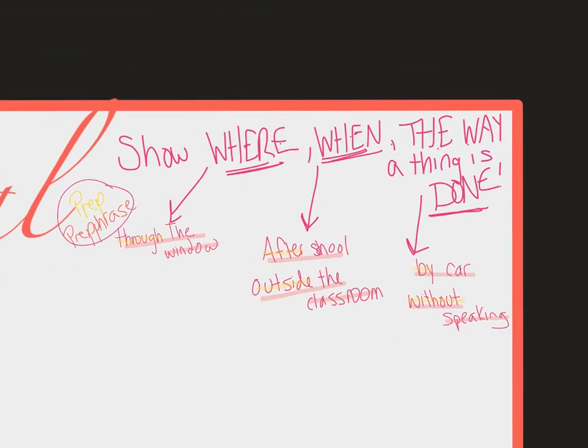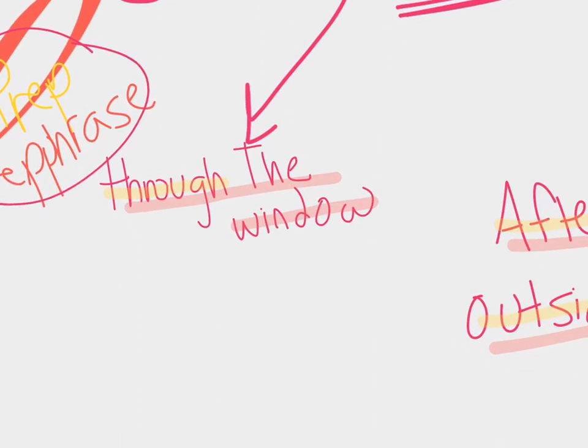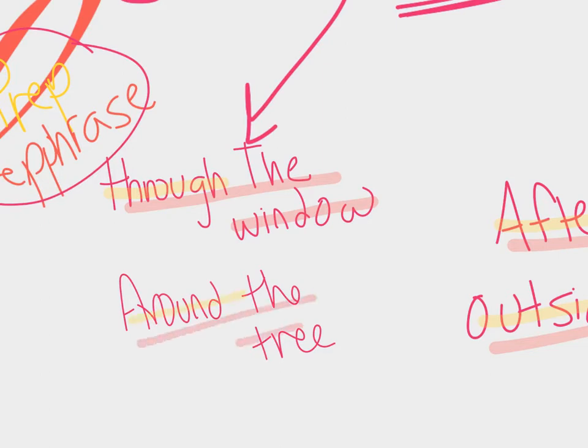So, well, I gave two examples for the other one, so I guess I might as well give two examples over here too. What about like around the tree? We have the prep and the full phrase. Sweet.